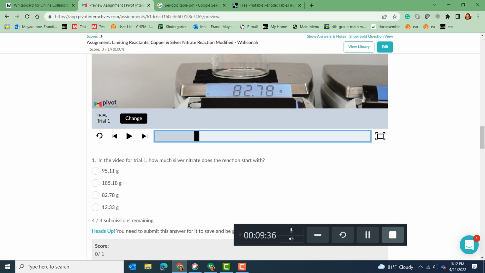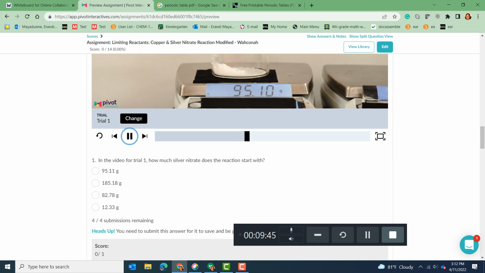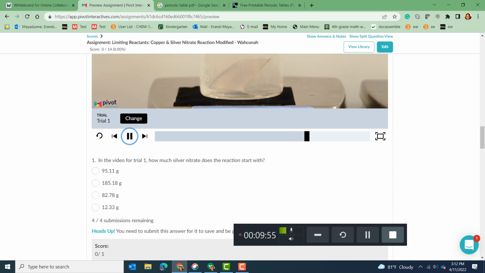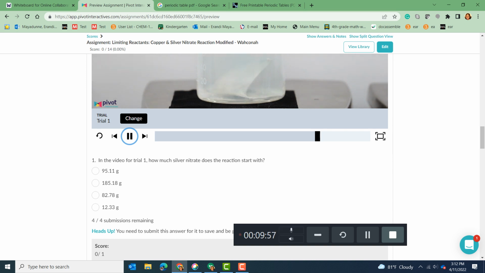And then you see at the end, not that far, I think it's like 90. Okay, let's watch here. Yeah, 95.11. That is the mass of silver nitrate and beaker, but you have to subtract the mass of the beaker, which is 82.78. You have to subtract. And then you should see how much mass they start with.